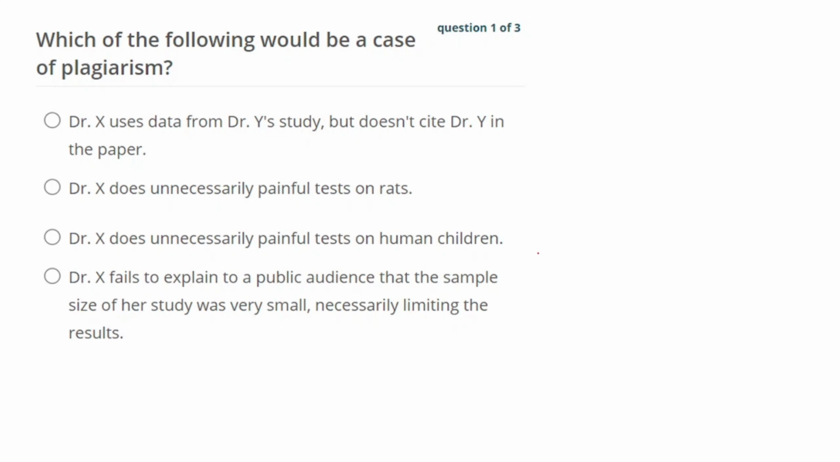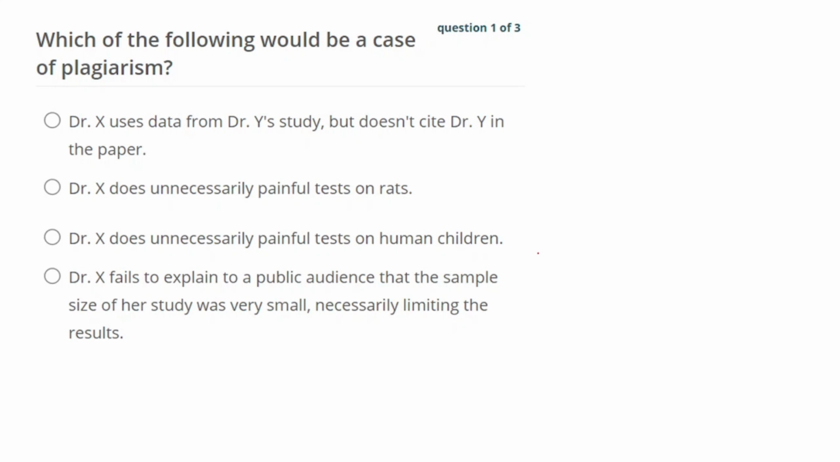Unnecessarily painful tests on human children, that is unethical. That's an ethical violation. About the rats thing, unnecessarily painful tests on rats, people do work on rats, but even then you have to have ethical permission to work on animals, in the animal house. So unnecessarily painful tests, I don't know what they're highlighting, unnecessarily painful, or if they're working on rats without taking any kind of permission.